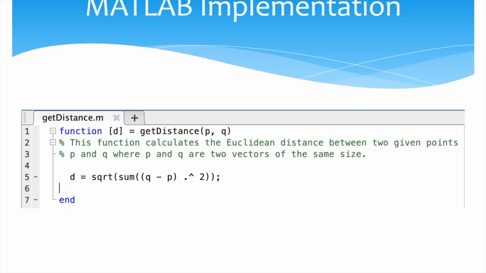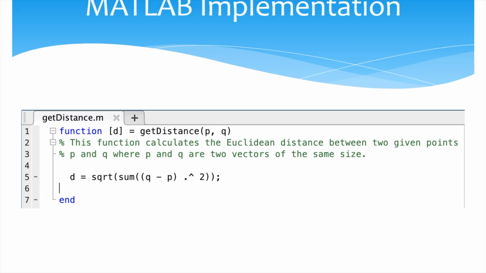We can simply create a MATLAB function named getDistance to calculate the Euclidean distance between two visual feature vectors representing two images. This function takes two visual feature vectors as its input parameters, p and q, and returns the distance d between p and q.